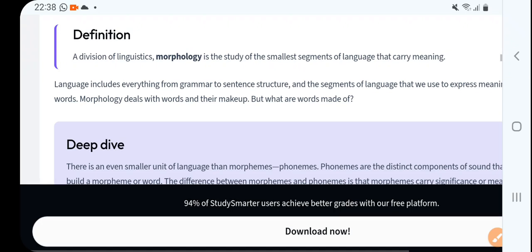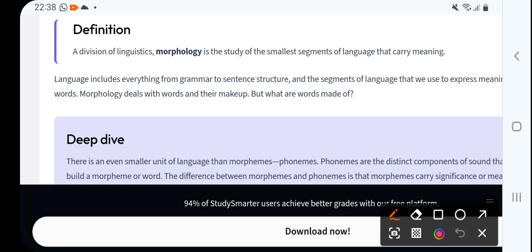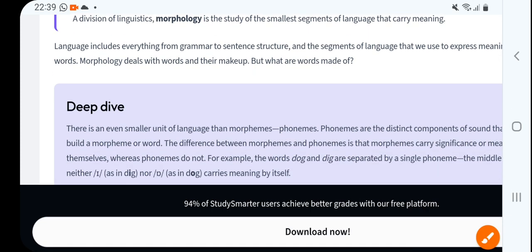Now the definition: a division of linguistics, morphology is the study of the smallest segments of language that carry meaning. So morphology is the study of the smallest segment of language that carries meaning. Meaning must be there.